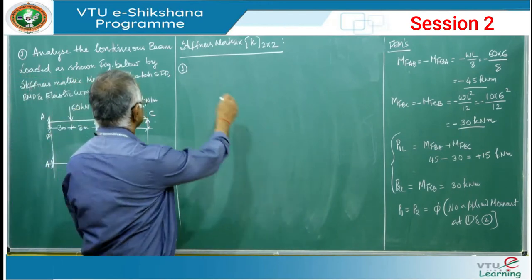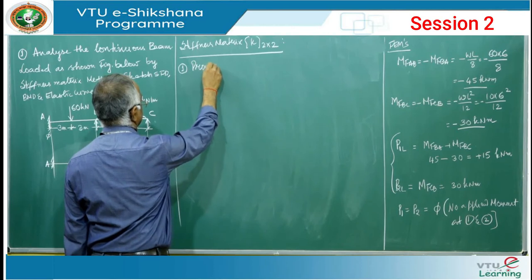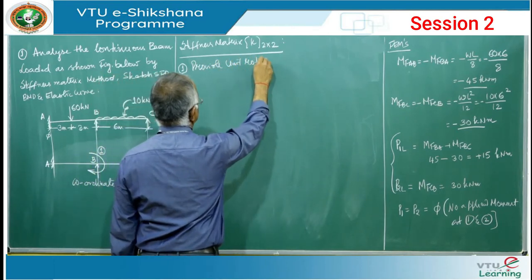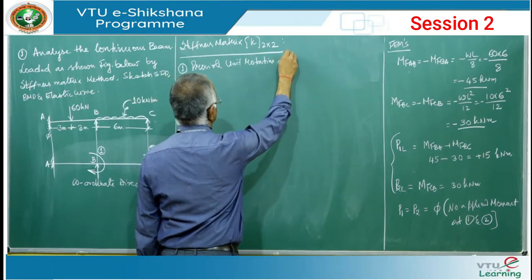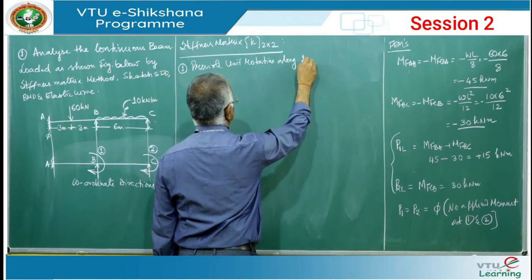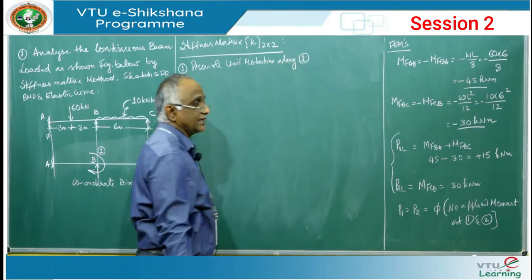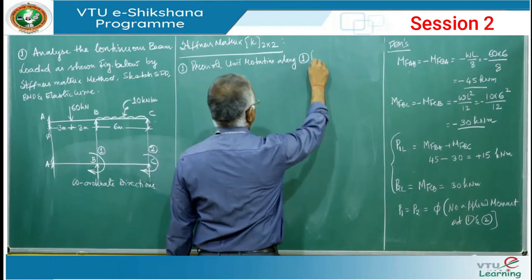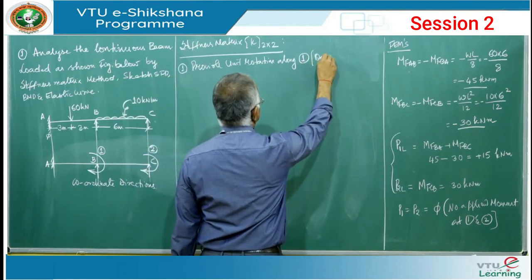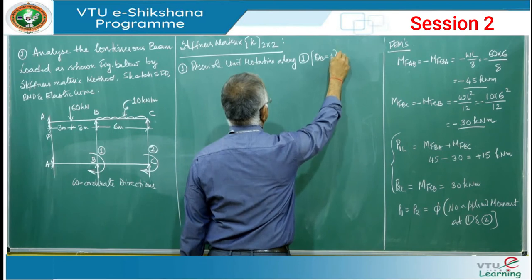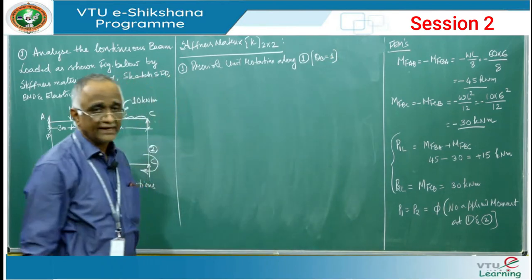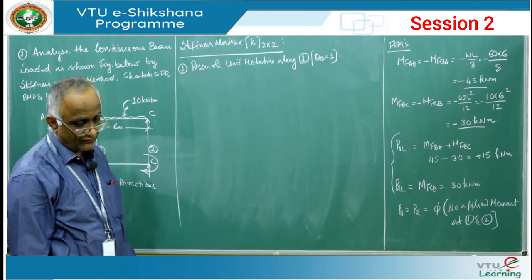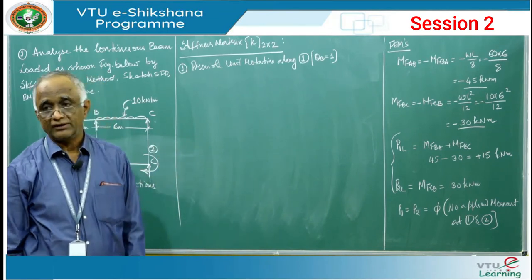So provide unit rotation along coordinate 1. I'm not writing coordinate 1, I'm putting it in the circle. That means in the bracket it is theta b equal to 1. So coordinate 1 is the direction of the rotation at B, that is theta b equal to 1, and find the moment developed at all other points.